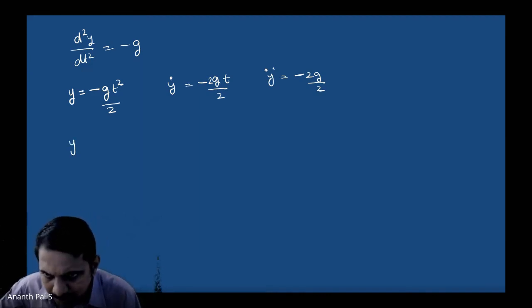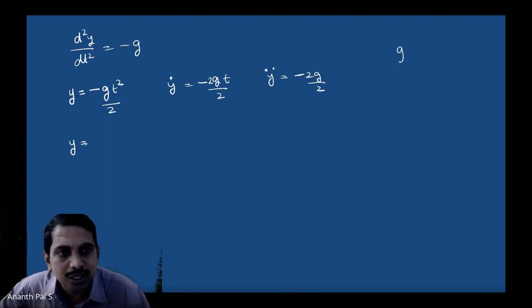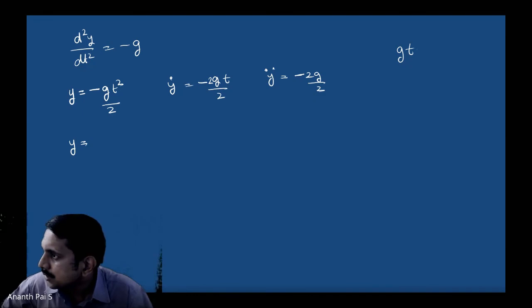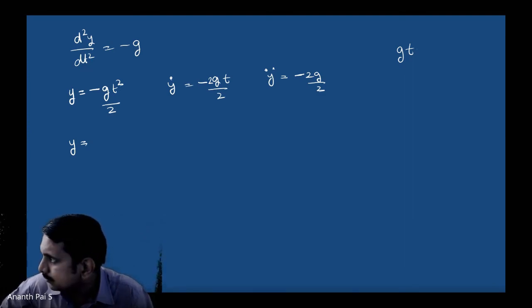The other solution I will use is y is equal to... What is the other solution I can use to make it so? Can I use t? No, I cannot use t. Why can't I use t? If I use gt, then what will happen? It will go as zero, correct? Which is not proper. So it is t square only that is a solution, is it not?